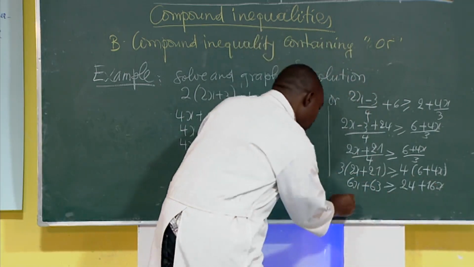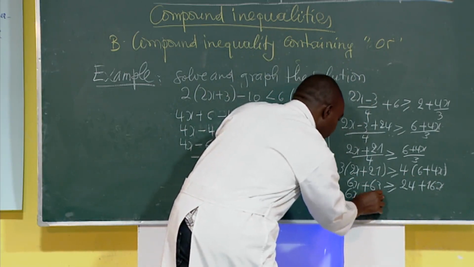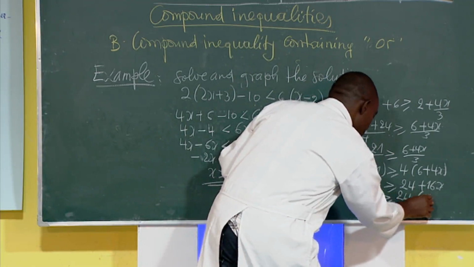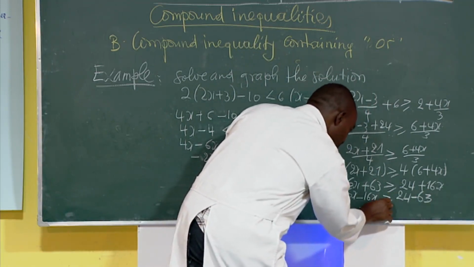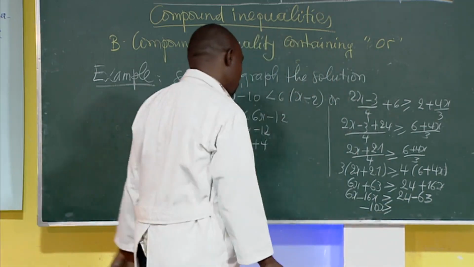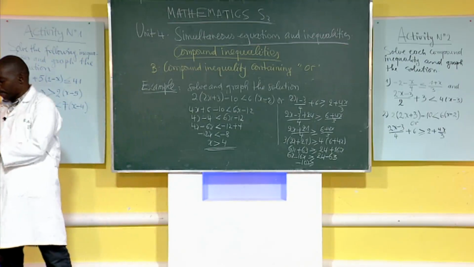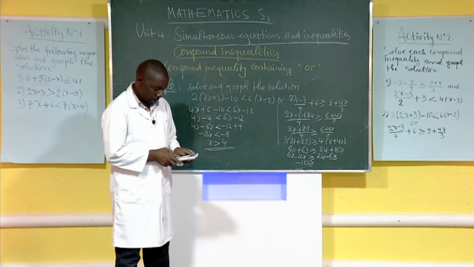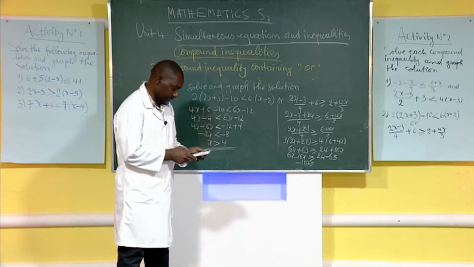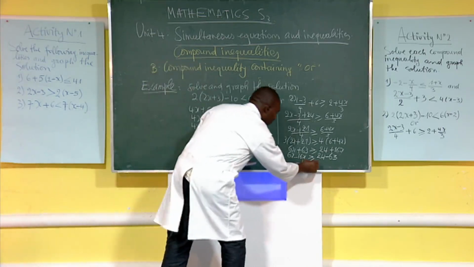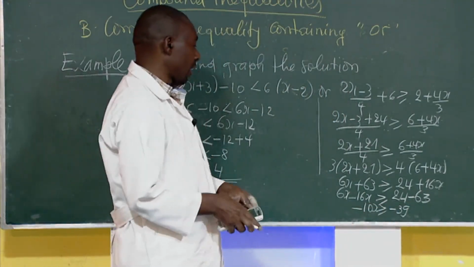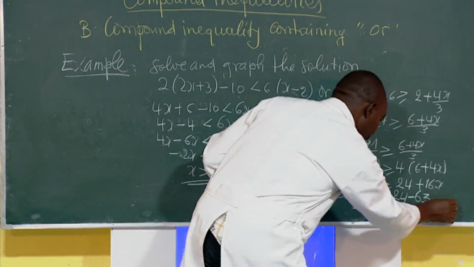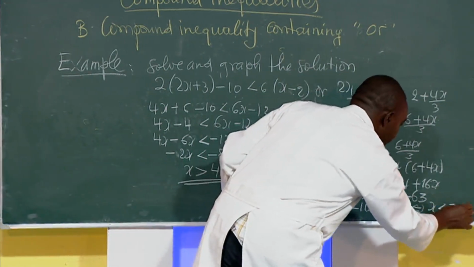Taking 16x to the left-hand side, I have 6x minus 16x is greater than or equal to 24 minus 63. I have minus 10x, which is greater than or equal to, take your calculator, 24 minus 63. We have minus 39. Dividing both sides by minus 10, I'll have x less than or equal to 3.9.